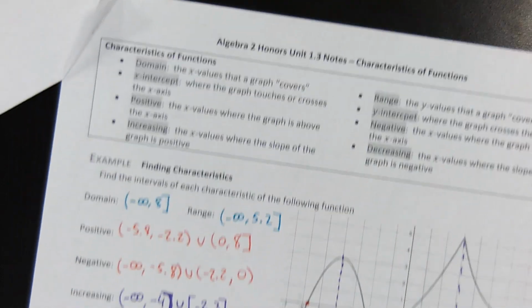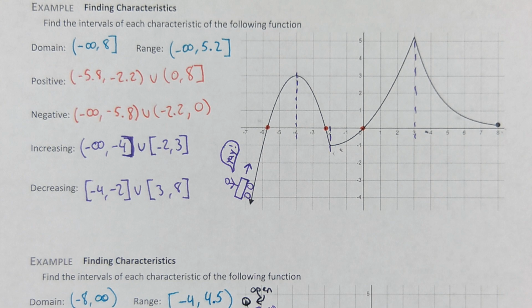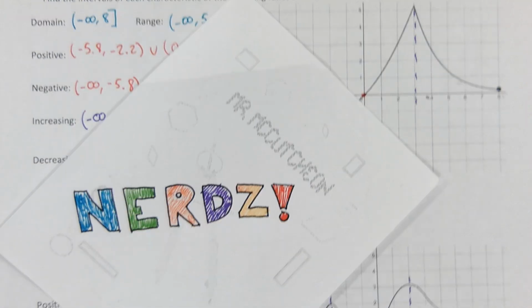Do you have questions for me about domain, range, positive, negative, increasing, decreasing, maximums, or minimums? It's a lot of words. No? Alrighty, nerds. I guess we'll finish it up tomorrow then.